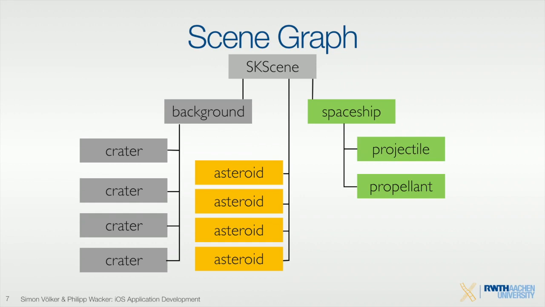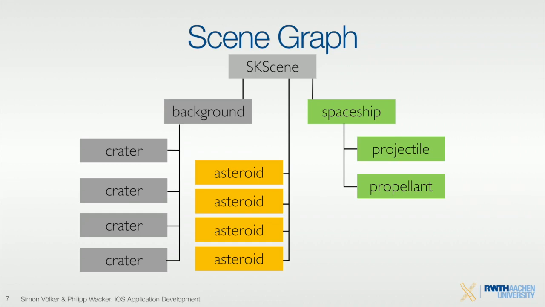The first subpart is the background. It's basically one big rectangle which defines the background. On the background, I added craters. They're inside the background, and they're animated so that it looks like the ship is flying in that direction. Then I added asteroids, so I have flying asteroids on top of this background.